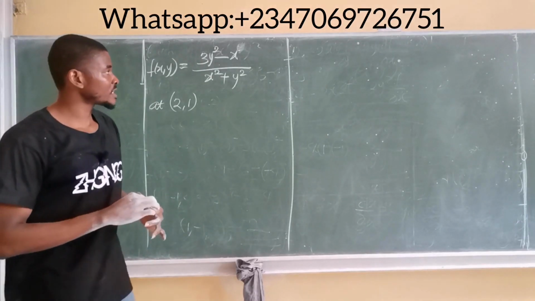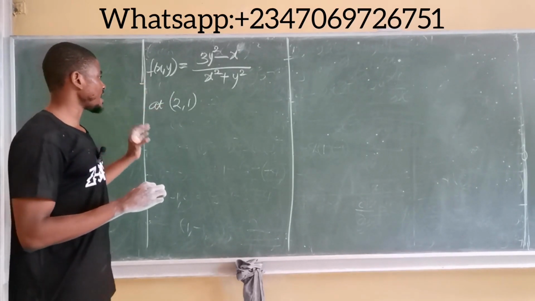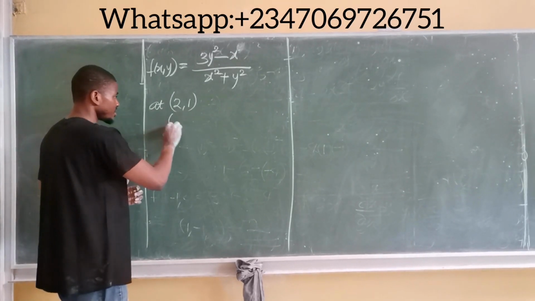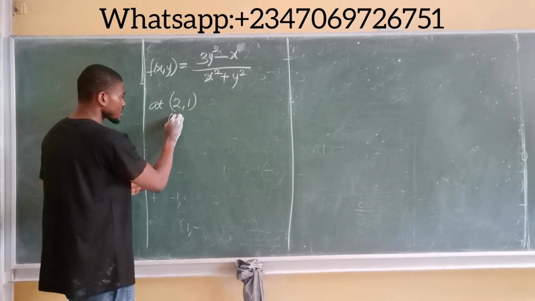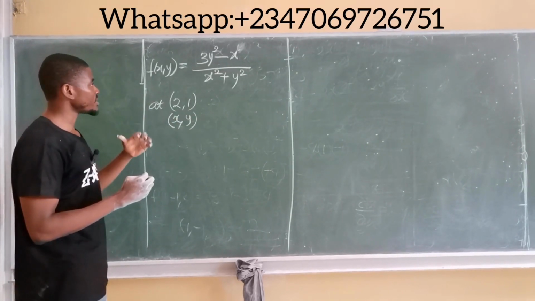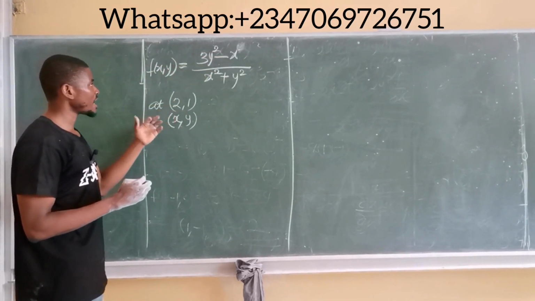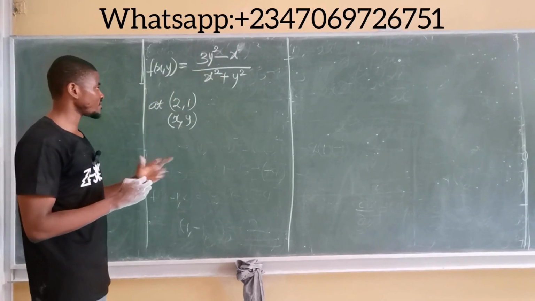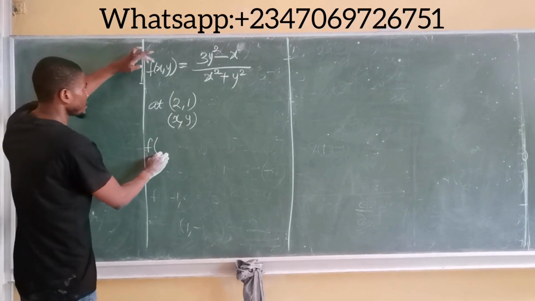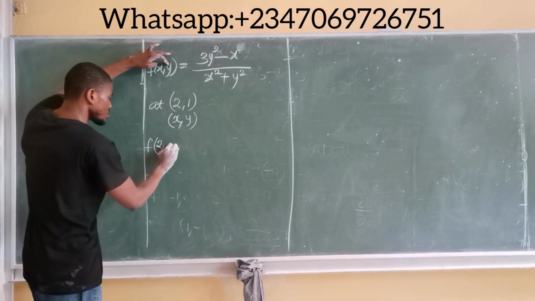Okay, so let's consider this problem now, and let's say we are asked to evaluate the value of f(x, y) at this point 2 and 1. Same thing, this 2 and 1 simply means this is a point in space. This 2 stands for x, and this 1 here stands for y. So whenever I see x in this equation, I will put in the value 2, and wherever I see y here, I will put in the value 1. So I'll have f, in place of x here I put 2, and in place of y here I put 1.